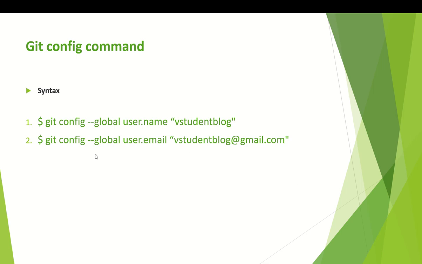So you see here, this is the syntax: git config --global user.name followed by the username, and this is to give the email ID. So we already saw this one in our previous video. If you run git config --global user.name, it will give the username, and user.email will give the email ID. By running the command, we can check whether the details are configured properly or not.